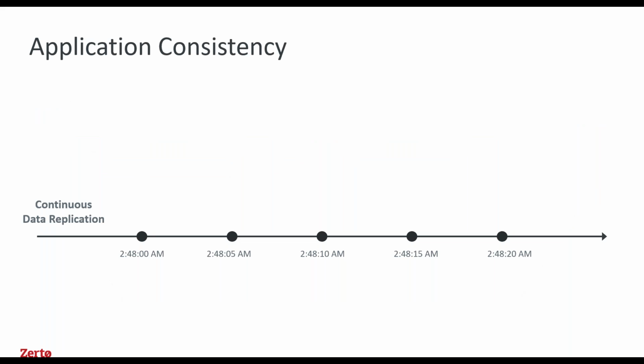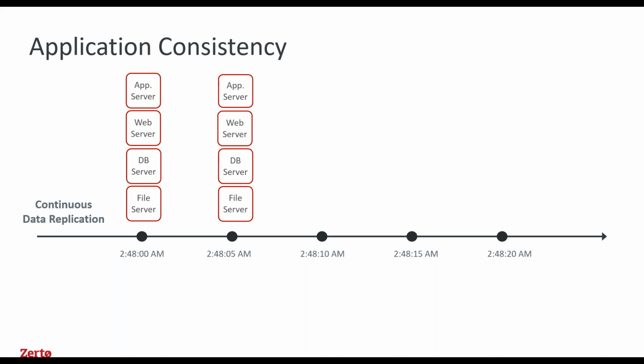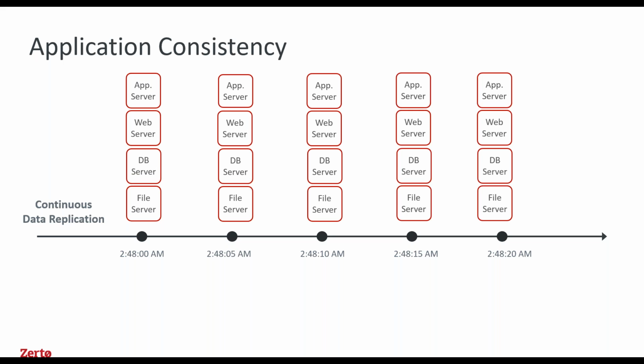Well, what we do as Zerto is every 5-10 seconds, we take all of those virtual machines that make up the application, and we take a checkpoint across all those virtual machines from exactly the same point in time. And we're doing that consistently every 5 to 10 seconds. So when we come to recovery, we have a single recovery workflow to recover all of those virtual machines, and they're all going to be from the exact same point in time.